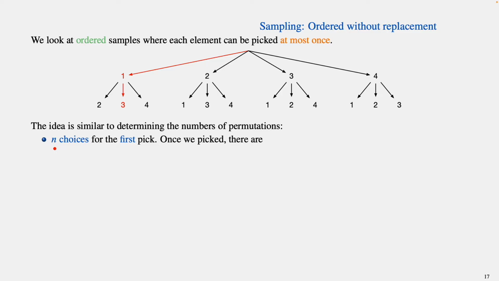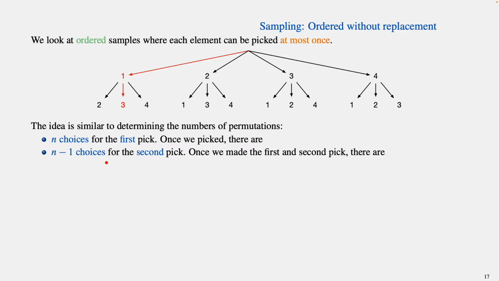So we have n choices for the first pick. Once we picked a number, say for example 1, then we have 2, 3 and 4 left to pick. So we have 3 choices, so n minus 1 choices for the second pick. And once we made the first and second pick, if we continue like this, there are n minus k plus 1 choices for the kth pick. Okay, so think about it, in every step we get 1 fewer choice, and if we do this k times, we're left with n minus k plus 1 choices. And then we are done. Then we stop, because we only pick k elements.